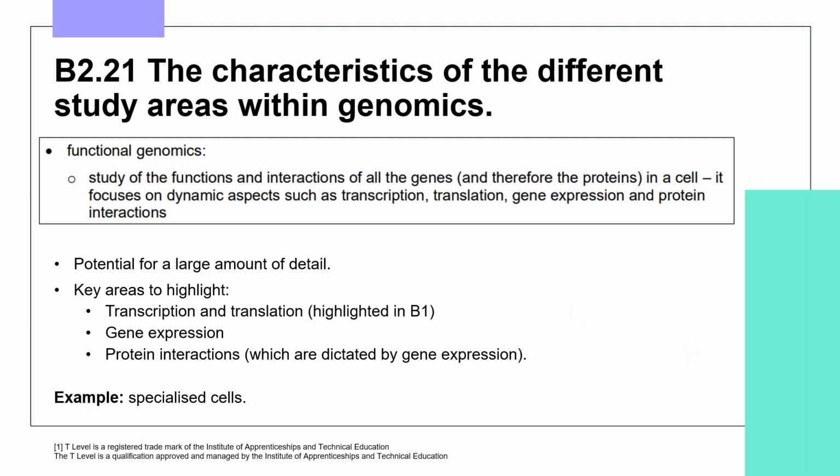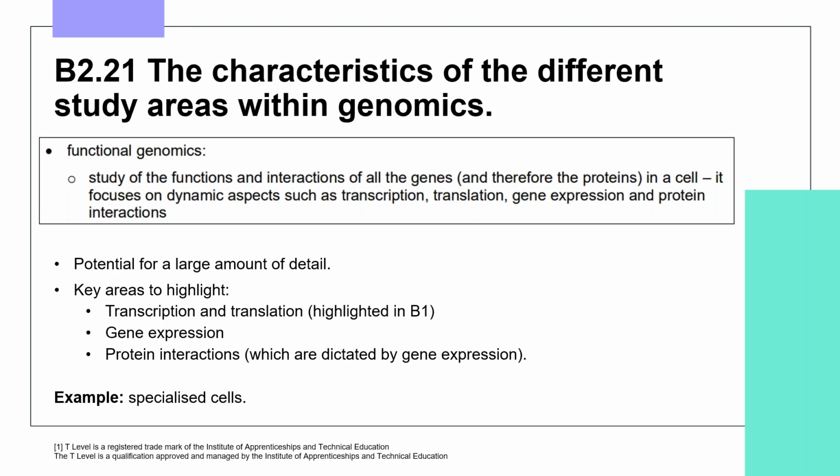The next study area is functional genomics, which is the study and interactions of all genes and therefore proteins in a cell. It focuses on dynamic aspects such as transcription, translation, gene expression, and protein interactions. Again, this is another reason why I'd suggest covering transcription and translation within B1, as it saves you having to go back here and reteach it in more detail. Instead, it will just be a recap of learning.